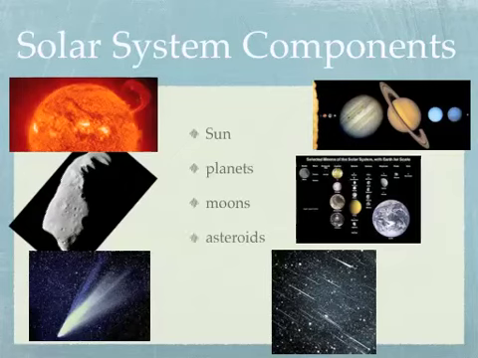To the left middle is an asteroid. To the left bottom is a comet or a dirty snowball. And you might see a meteor shower or a shooting star shower on the bottom right-hand side. So those are meteors. These are all objects that you will find in our solar system. So again, it's what orbits around the sun. Solar means sun. It's the system around the sun.